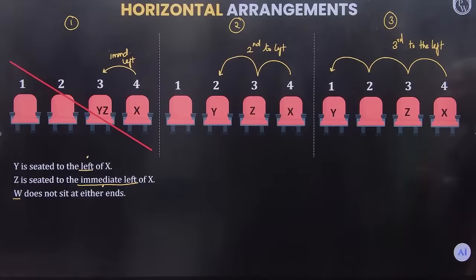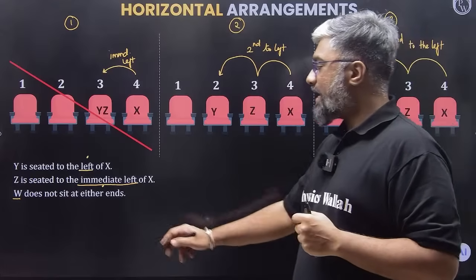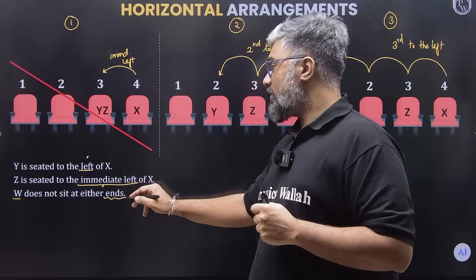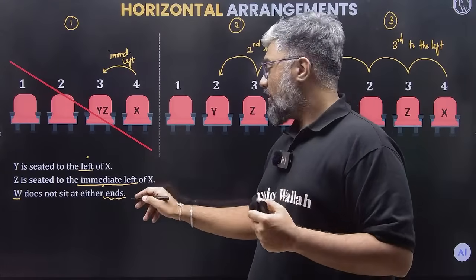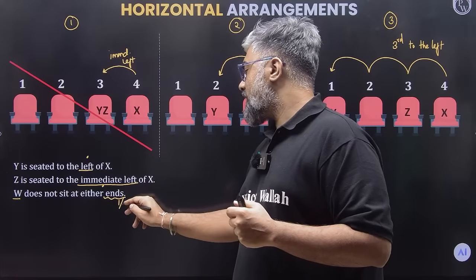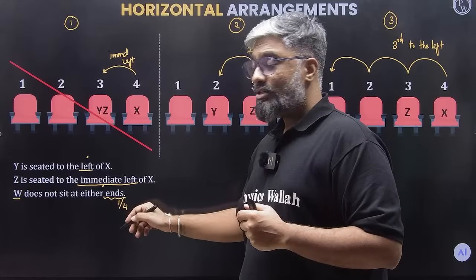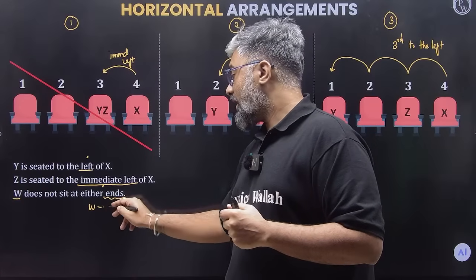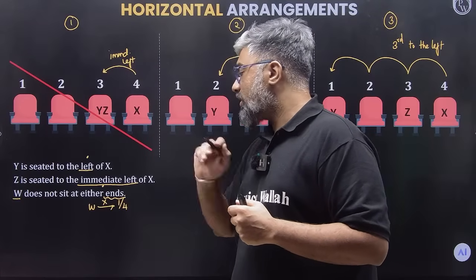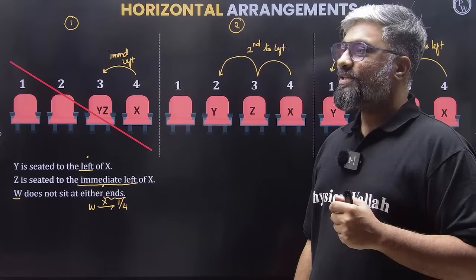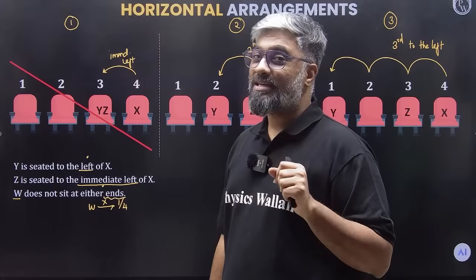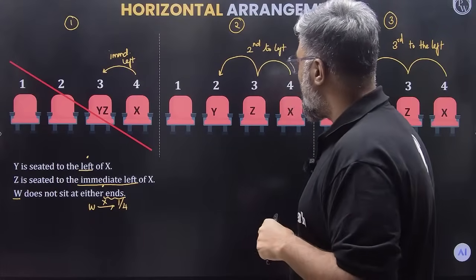Tell me, guys. Case 1 is already gone. We have case 2 and case 3. Which case should I eliminate when they say that W does not sit at either ends? What do we mean by ends? Ends mean extremes, right? Could be seat number 1, could be seat number 4. These are ends. So they're saying W cannot be on seat number 1 or seat number 4. So which case will I eliminate?